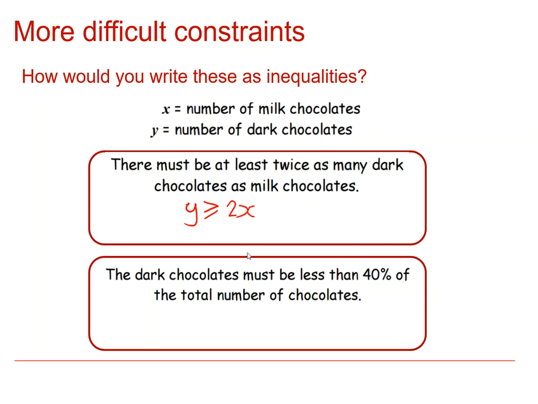And then for this second question, it says that the dark chocolates must be less than 40% of the total number of chocolates. So again, dark chocolates, okay, so that's y, less than, now 40%, well that's the number 0.4 multiplied by something, and that something is the total number of chocolates, and of course the total number of chocolates is x plus y.